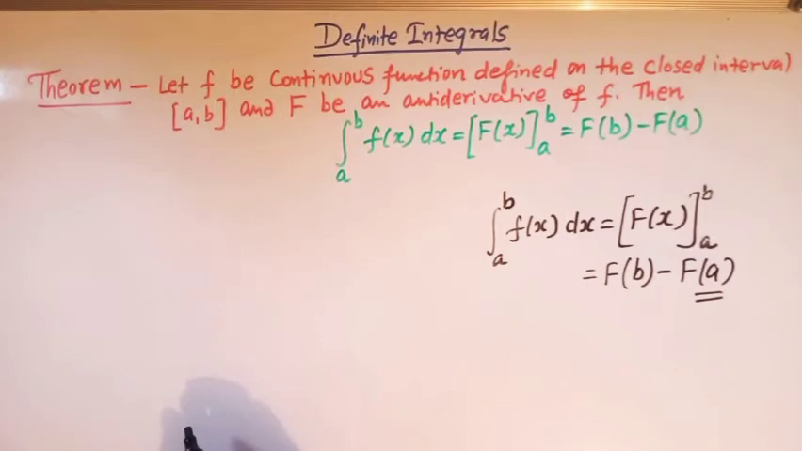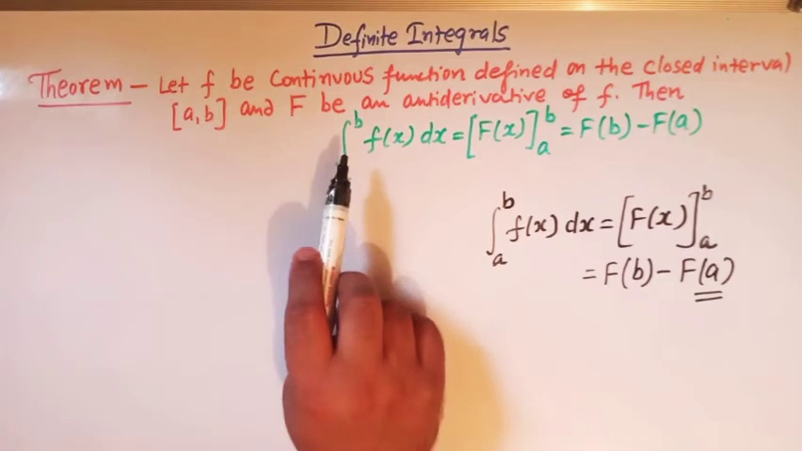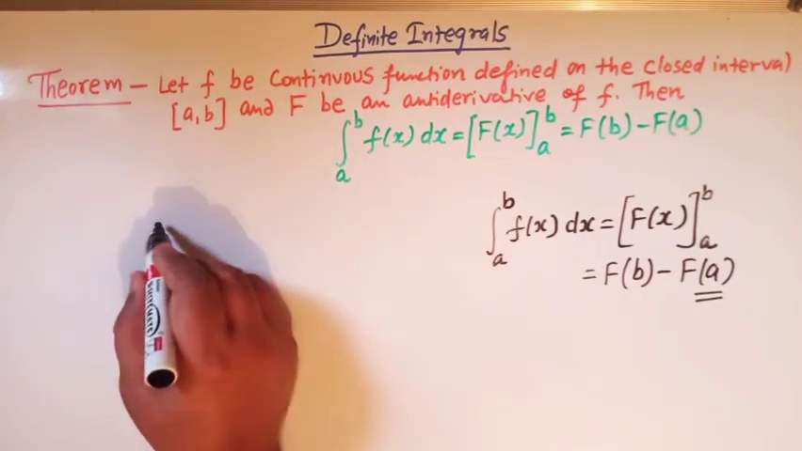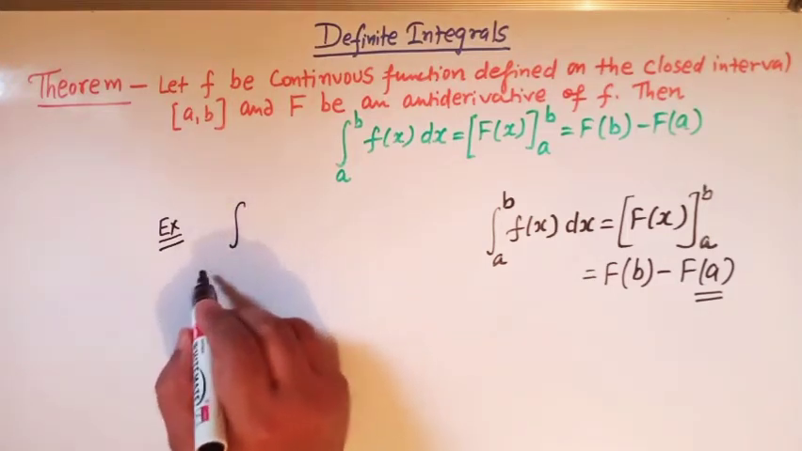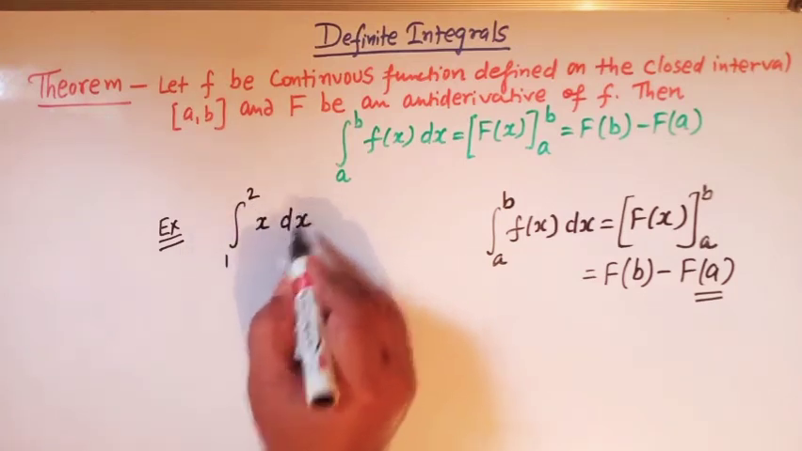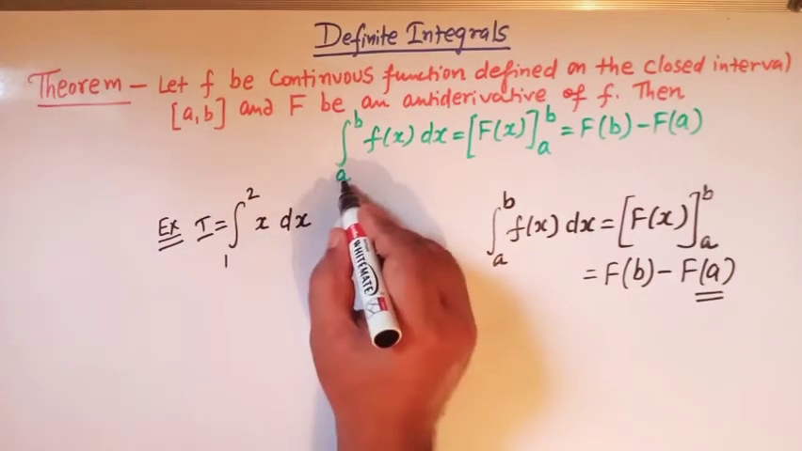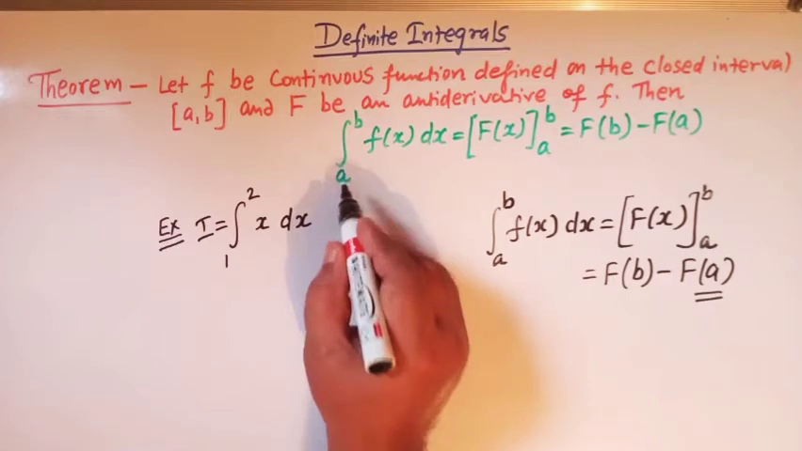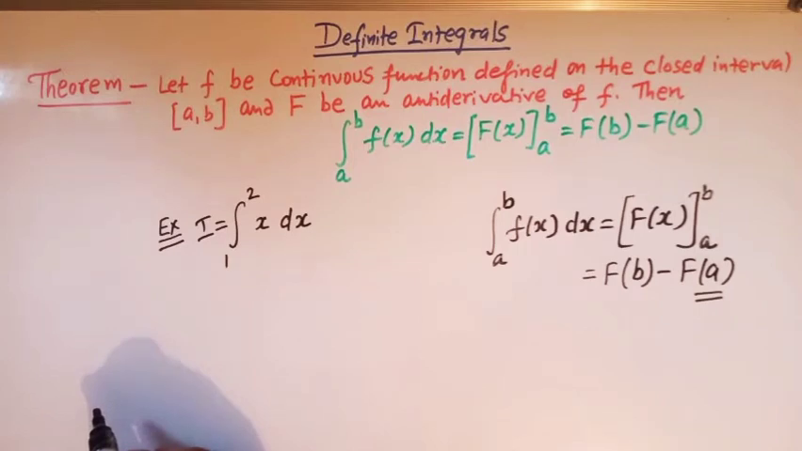So viewers, this is an important theorem in integral calculus which helps us to find the value of the definite integrals. For example, let us take a very simple example. Suppose we have to find the integral from 1 to 2 of x dx. Now let us call this integral as I. Here this a is known as the lower limit and b is known as the upper limit, right?